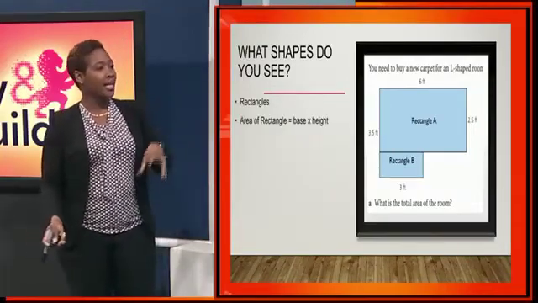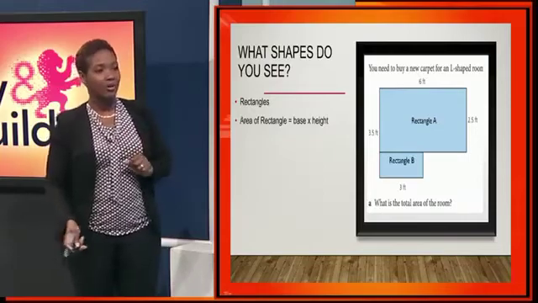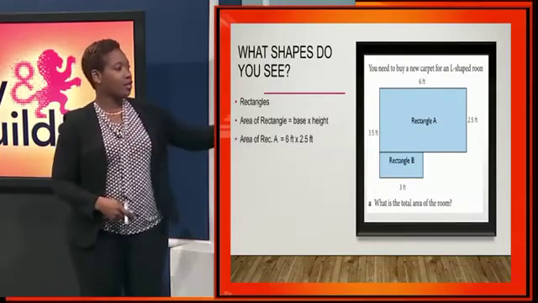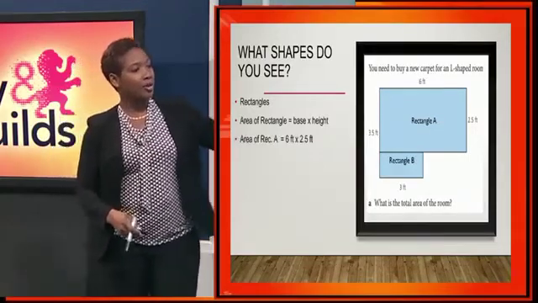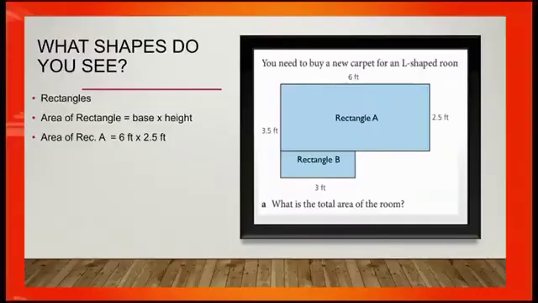So let's find the area of the first rectangle. We're going to call it rectangle A. So rectangle A, and we're going to use this dimension and this dimension. So it's going to be, because it's a rectangle, this length is the same as this length. So 6 feet multiplied by 2.5 feet.